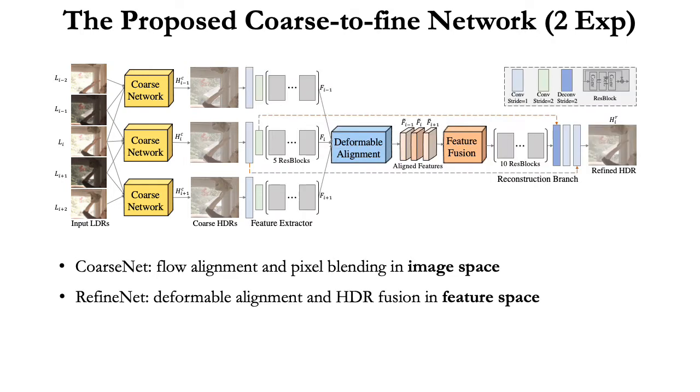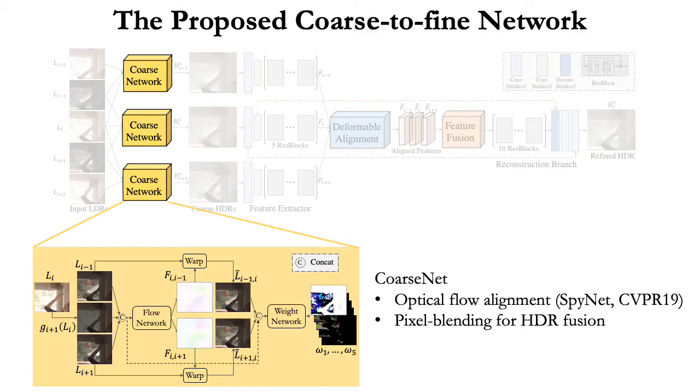The second stage, called RefineNet, performs alignment and fusion in feature space. It takes 3 coarse HDRs as input and produces a refined HDR of the centered frame. Our CoarseNet aligns images using optical flow, and performs pixel blending to obtain the HDR image.